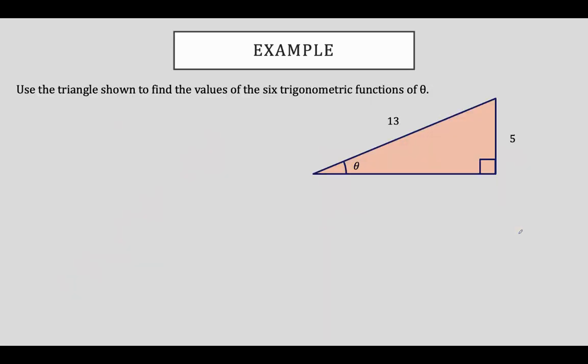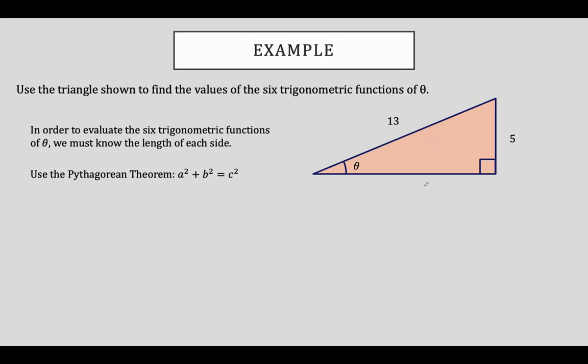All right, let's do some examples here. Use the triangle shown to find the values of the six trigonometric functions of theta. Well, in order to evaluate the six trigonometric functions of theta, we must know all side lengths of our right triangle. Well, we have two of the given sides. How can we find the third side of a right triangle? We can use the Pythagorean theorem.